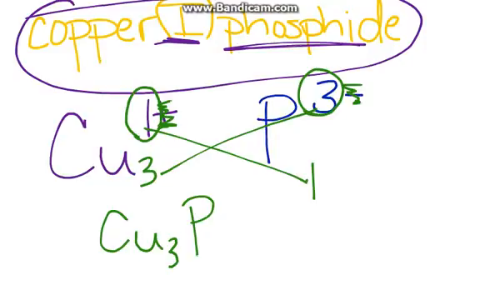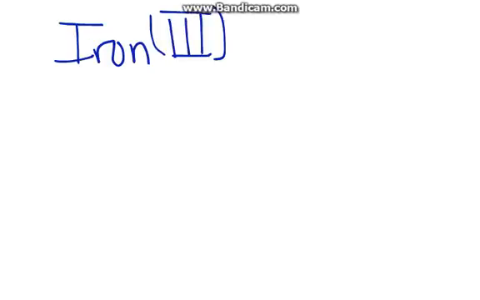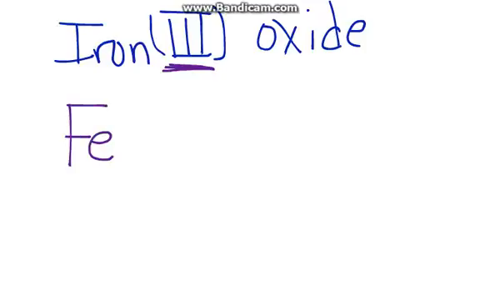Let's do another one. Let's do iron(III) oxide. Think about what you know. You know that this Roman numeral tells us the charge for iron. Iron's charge is 3. It's a metal, so it's a cation. So iron is 3+.